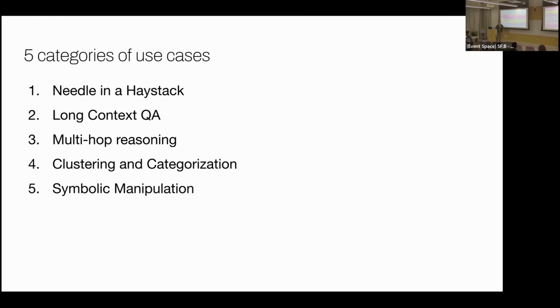And the last is symbolic manipulation, which is what we see with ArcAGI. It's where you can actually take whatever inputs you have and run experiments and try things and validate them through code and then submit the result.